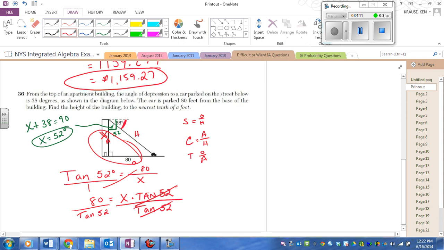And 80 divided by tangent 52 equals X equals 62.502. Come back up here. Nearest tenth of a foot. So X equals 62.5.